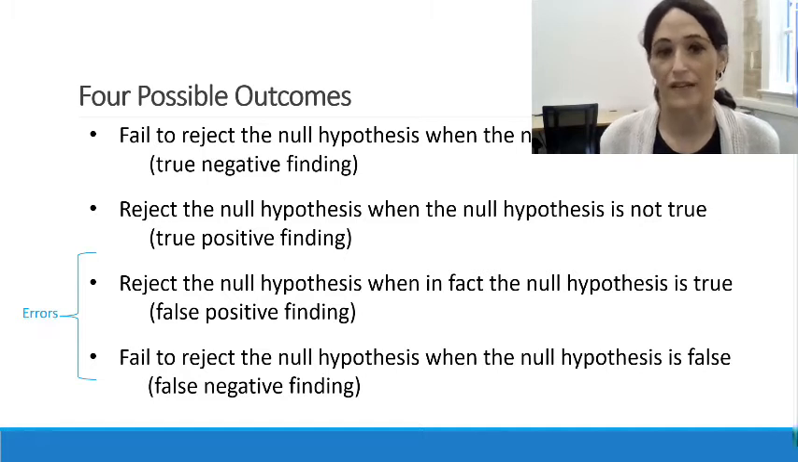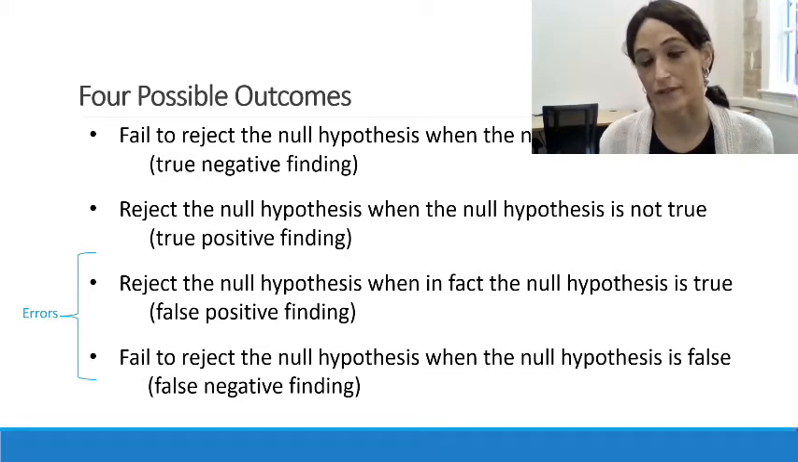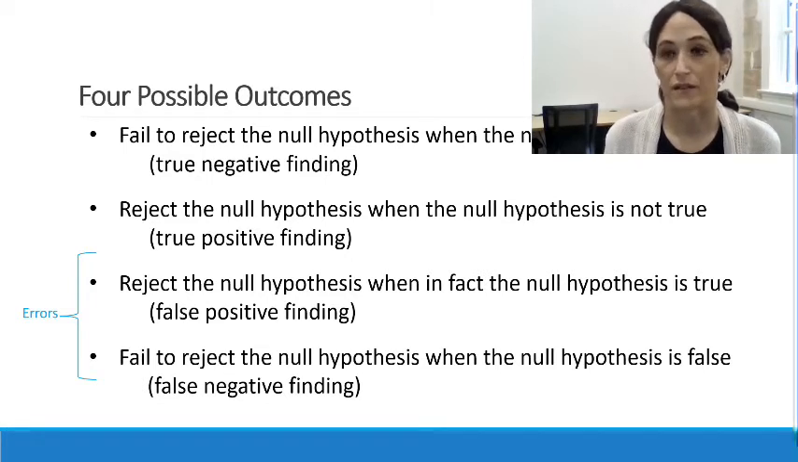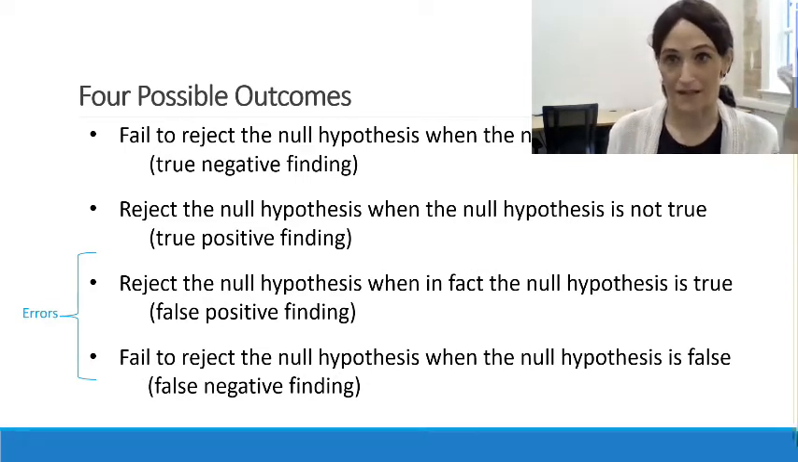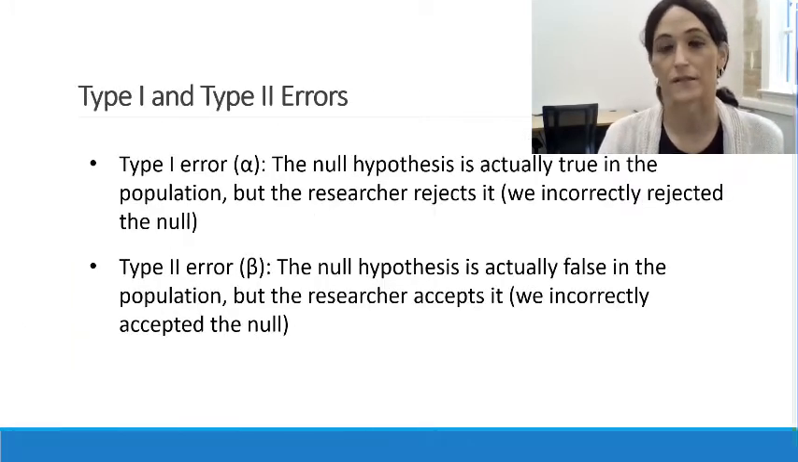We could also fail to reject the null hypothesis when the null hypothesis is false. The null hypothesis being false means that there is a difference and we didn't find it. This often happens when we don't have a big enough sample to detect a difference when there was a true difference in the population. This would be called a false negative finding. Again, we're going to try to minimize as much as we can committing any of these kinds of errors of inference, and there are ways that we can do this.